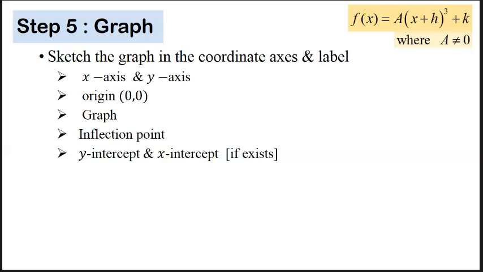And lastly, we can go for graph sketching. In your graph sketching, make sure you label the xy axes, the origin, the name of the graph, the important point, the inflection point in this case, and the y and x intercepts if they exist. So this is the intro on how to sketch cubic functions, which refers to the case that we can express in the form of a bracket x plus h power 3 plus k. Next we will follow with the example.